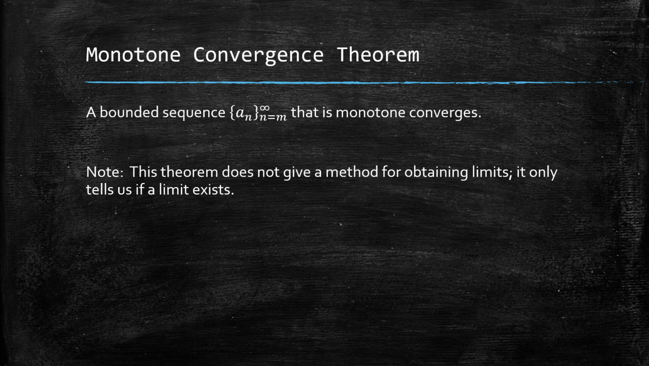Now, the monotone convergence theorem states that a bounded sequence a_n that is monotone converges. Note, this theorem does not give a method for actually obtaining the limit. It only tells us if a limit exists. So if we show that a sequence is both bounded and monotone, then it is a convergent sequence.